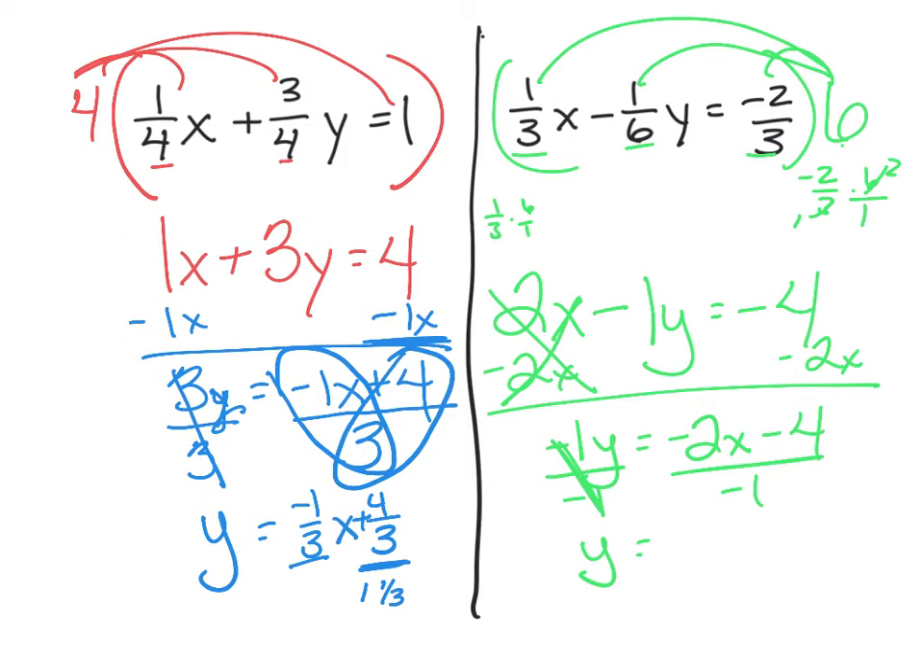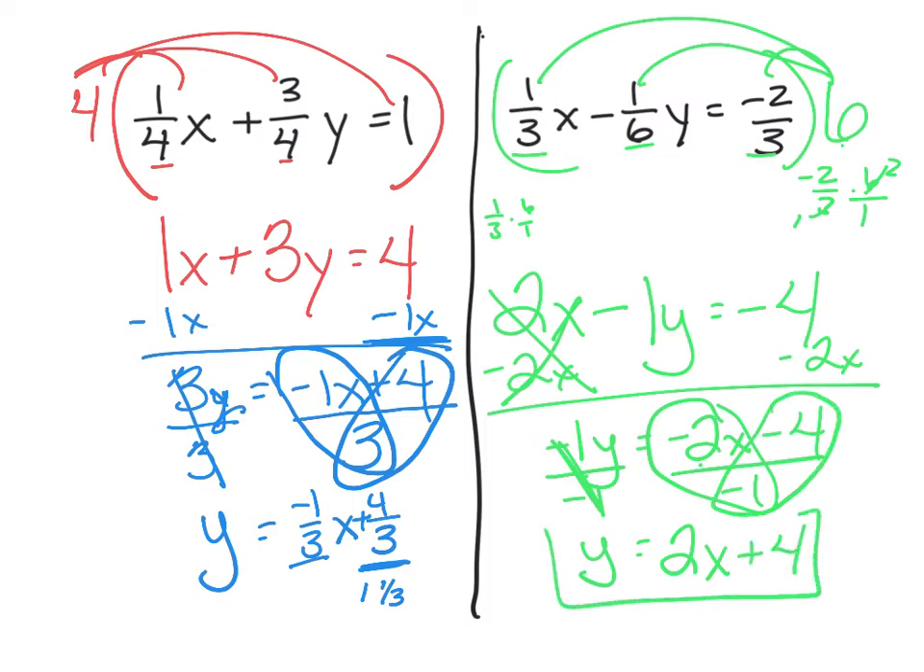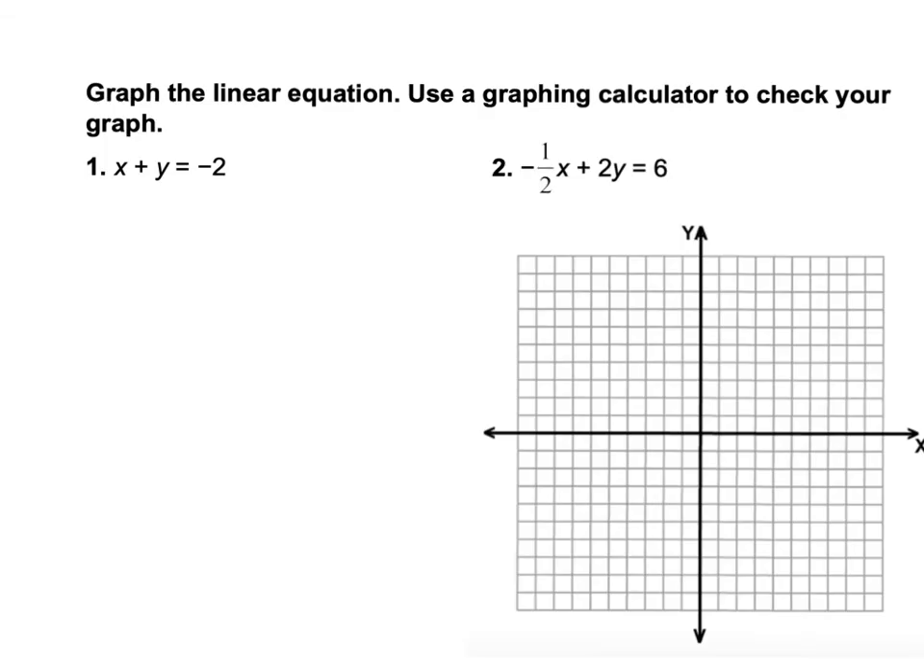Instead of a negative y, it's now a positive y. Negative 2 divided by a negative 1 is a positive 2x. And then a negative 4 divided by a negative 1 is a positive 4. So here's my slope-intercept form. My y-intercept and my slope, and I should be able to graph them.